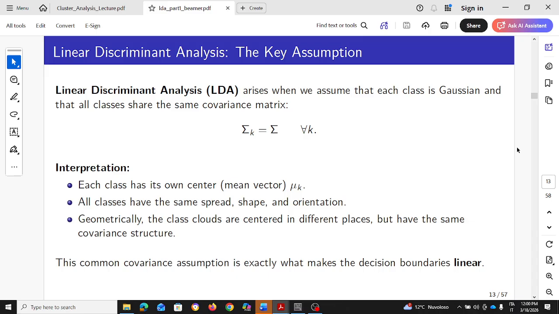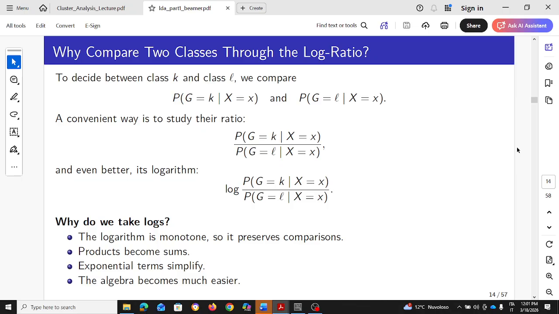Okay, so we know if they have the same covariances, this means that the classes will have the same spread, the same shape, the same orientation. So geometrically they will have the same shape, and that's the beauty, to then distinguish between one class and another, to draw the line.